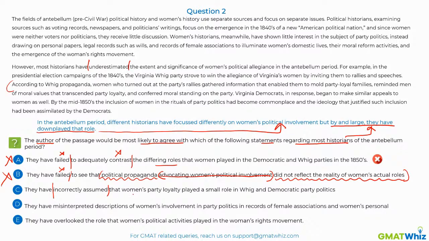That women's party loyalty. Okay, so they had underestimated women's political allegiance, women's political support, women's political party loyalty. They have incorrectly believed that women's party loyalty played a small role. Yes, if they have underestimated, then they have drawn a smaller understanding of the role that the women played in politics. So I would hold on to C. Women played a small role is their incorrect assumption? Yes. They have misinterpreted. 1 minute, guys.